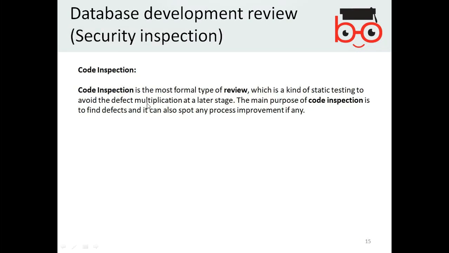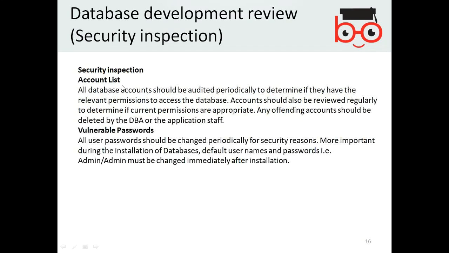Code inspection. The code inspection is the most formal type of review, which is a kind of static testing to avoid defect multiplication at a later stage. So before you implement, you finalize, you inspect the code, otherwise it will multiply all the problems at later stages. The main purpose of code inspection is to find defects, and it can also spot any process improvements, if any.